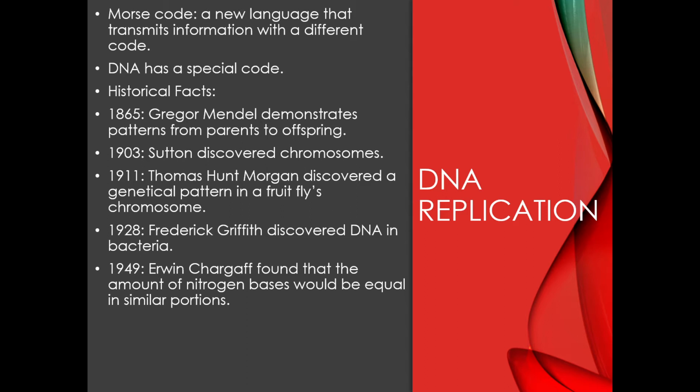In 1949, Erwin Chargaff found that the amount of nitrogen bases will be equal in similar portions of DNA. What happens is that DNA is conformed by several nitrogen bases. Especially, they have 4 nitrogen bases, which are adenine, thymine, cytosine, and guanine. Those are the 4 paired bases that are going to conform DNA.